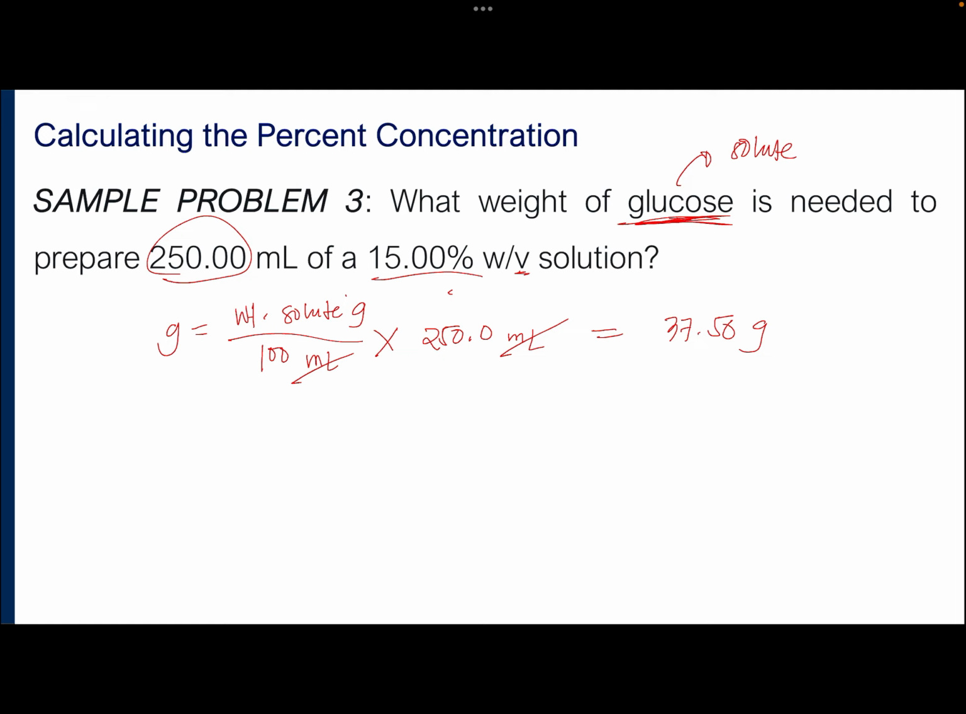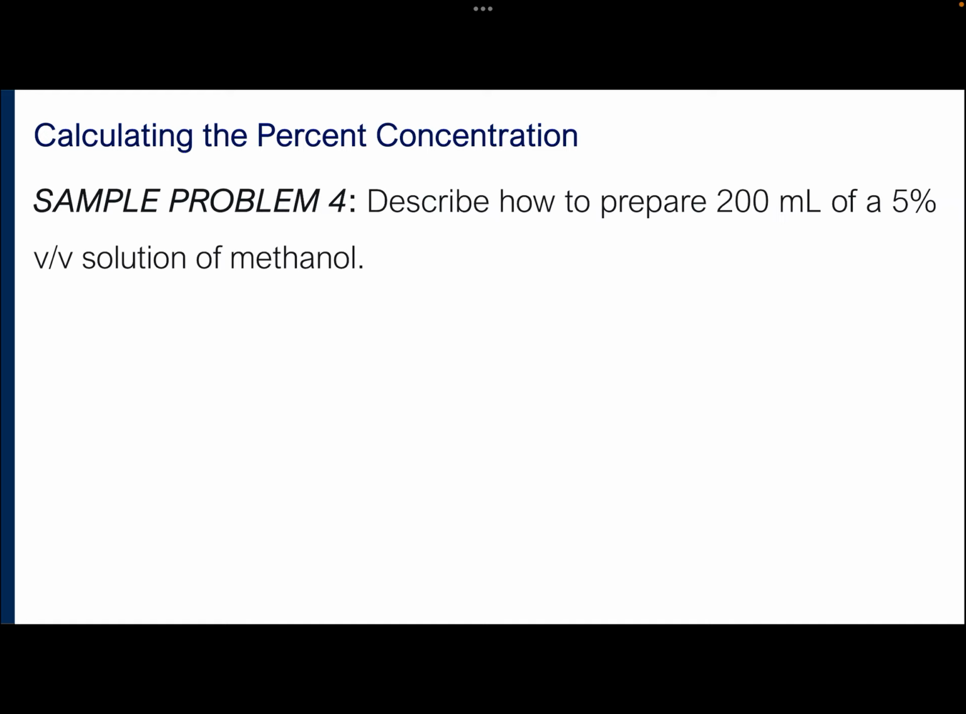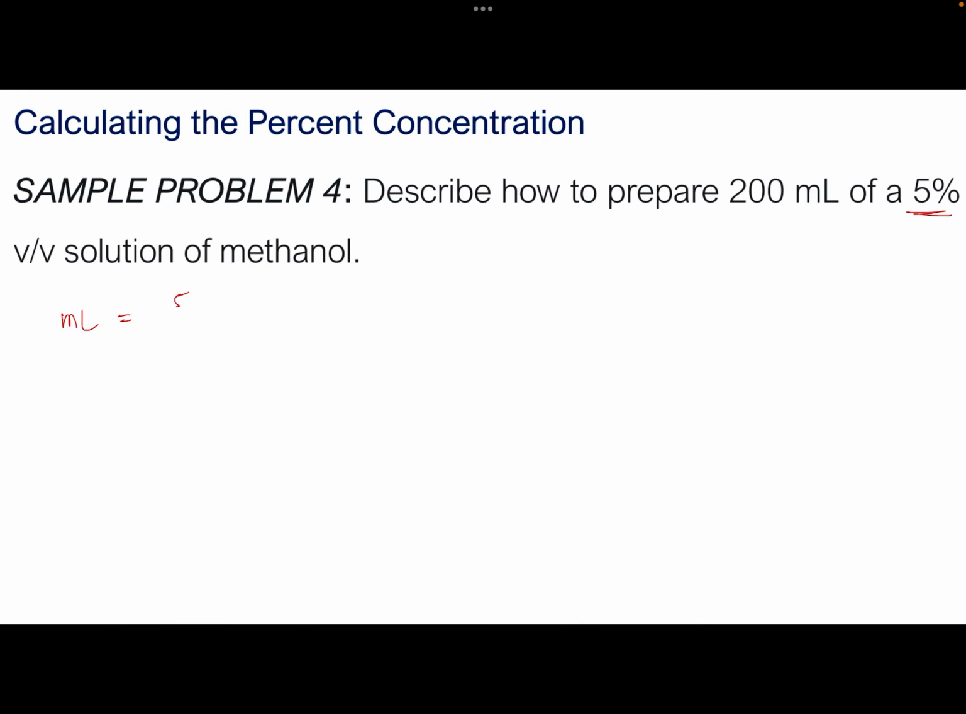Okay. So next example, describe how to prepare 200 ml of a 5% volume per volume solution of methanol. So for this one, let us first calculate how many ml of methanol we need. So to calculate, we have ml equals the volume, what is the volume here? 5.